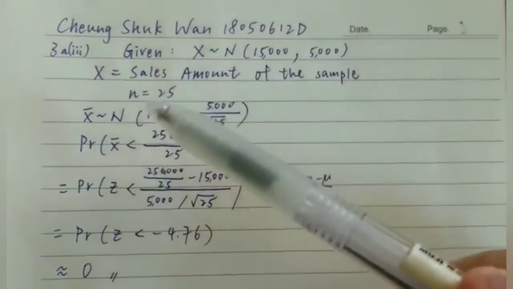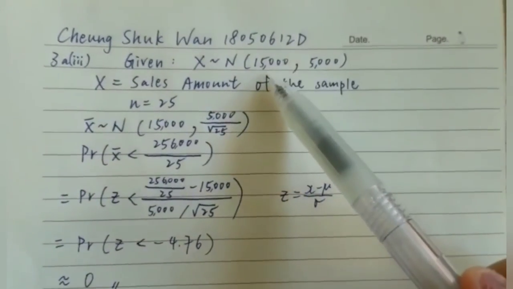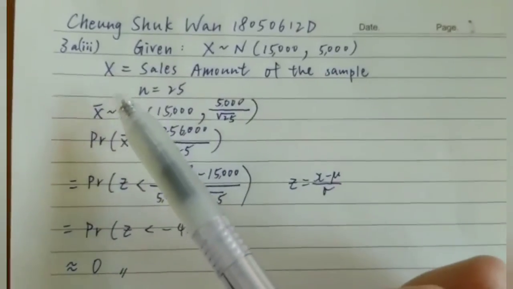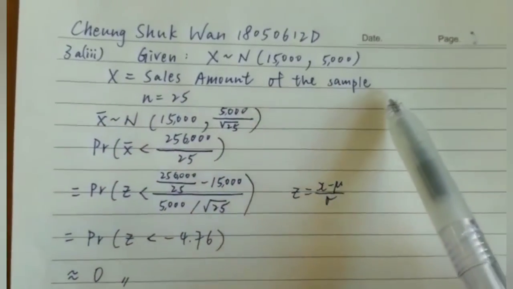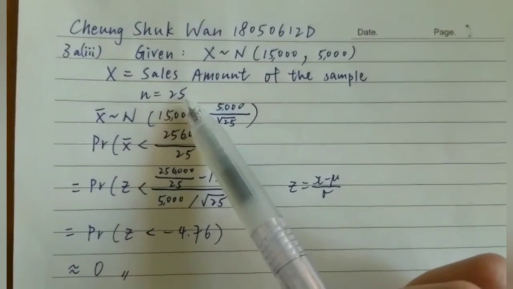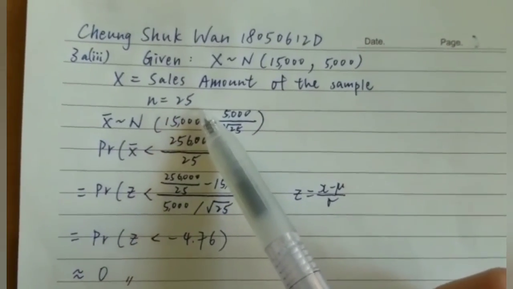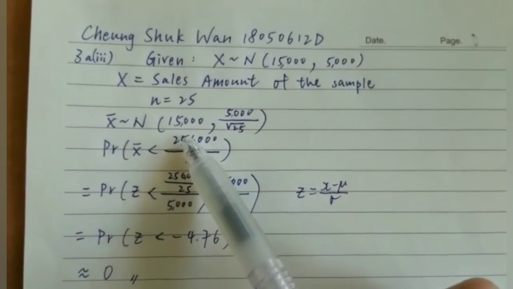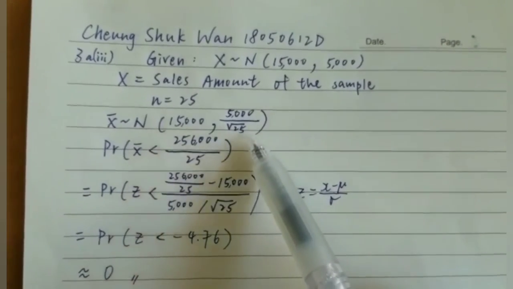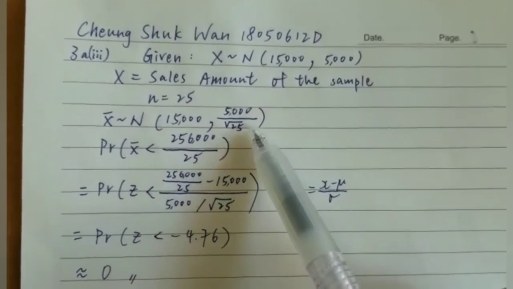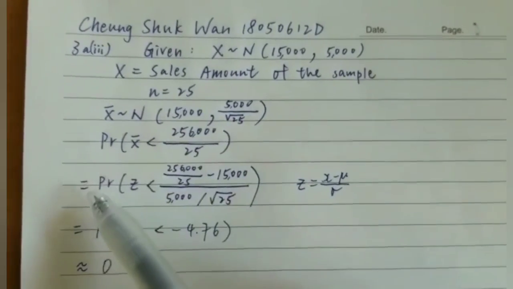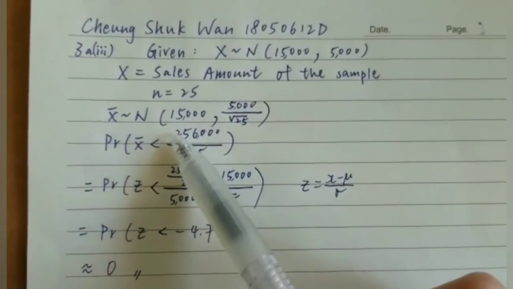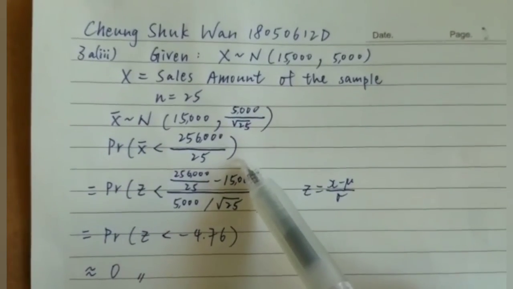It's given that the mean is equal to 15,000 and standard deviation is 5,000, and let X be the total sales amount of the sample. And it's also given that the random sample size is 25. So the sample mean is 50,000 and its standard deviation is 5,000 divided by square root 25. And now find the probability that X bar is more than 256,000 divided by 25.